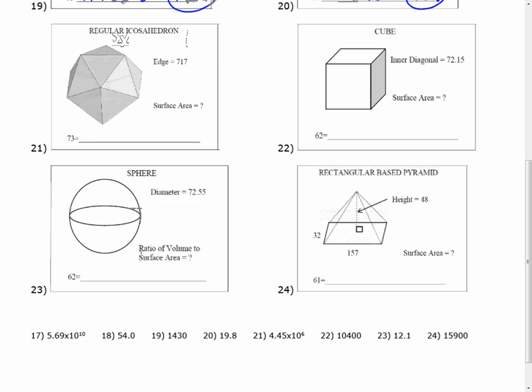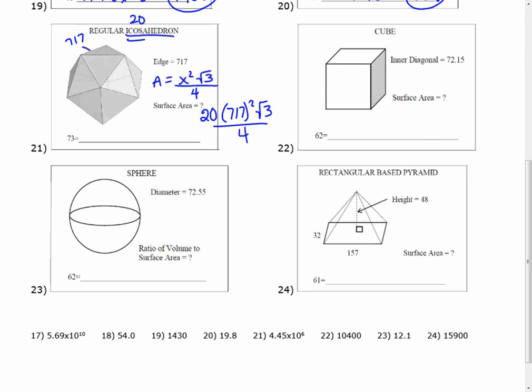For the next one, we have an icosahedron, and we need to know that with that icosa out front, that means we're going to have 20 equilateral triangles around the faces of this thing. So one of our edges, one of our sides here is 717. To find the area of an equilateral triangle, that area is going to be the side squared times the square root of 3 over 4. So our surface area is going to be 20 of these. So we're going to have the side squared times the square root of 3 all over 4.